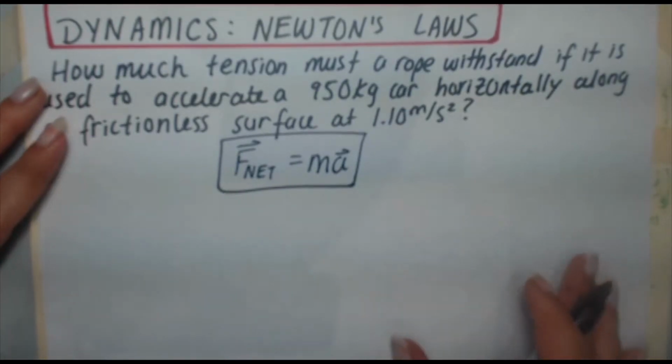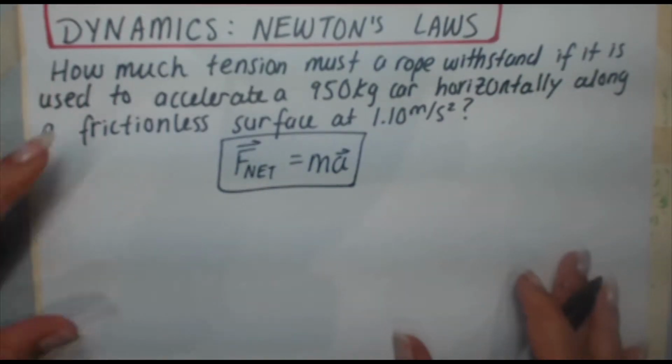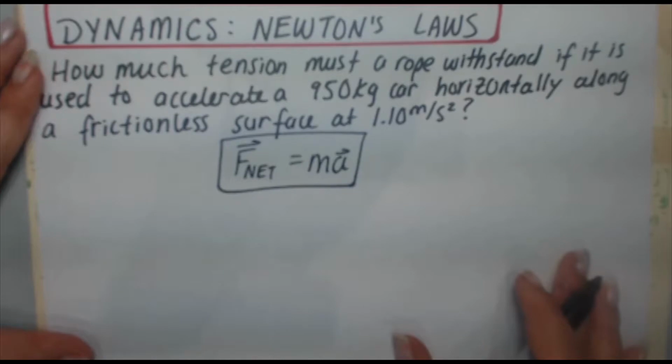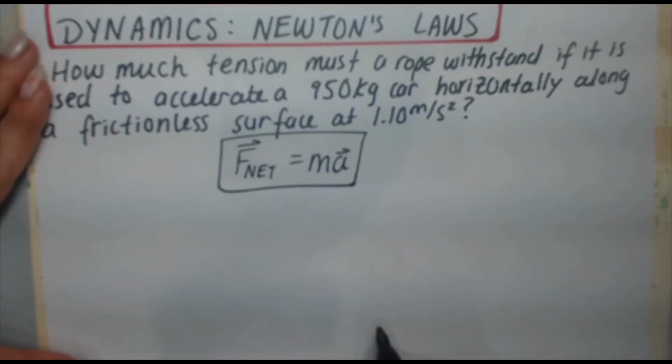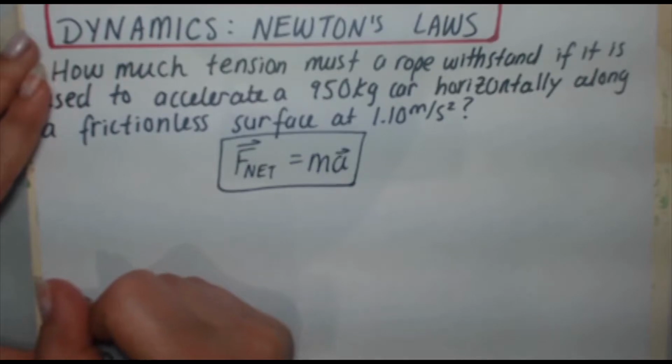Okay, so for this problem, we've got a car. There is a rope allowing the car to accelerate. So first things first with any of these problems, you want to draw a picture. Now I know this problem is relatively straightforward and simple, but I want you to get used to doing that now so that when you get to the really complex problems, it's going to become second nature for you to do this step first.